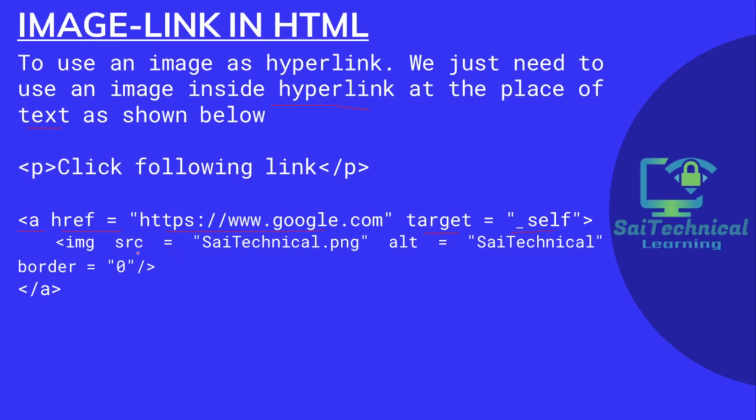Now in between that, instead of using any text, we are using an image over here. So here the image will appear. When the user clicks on that image, google.com will directly open, because instead of text we are using an image. So this is how we can provide a link to the image.